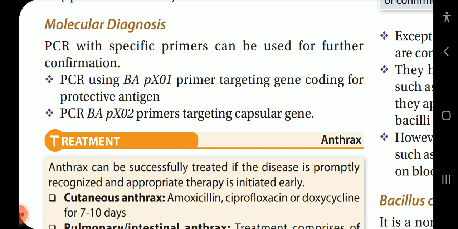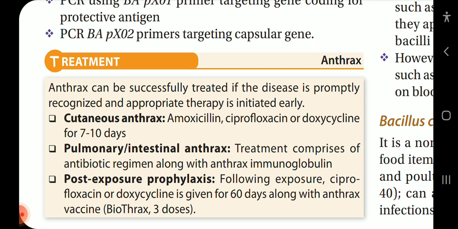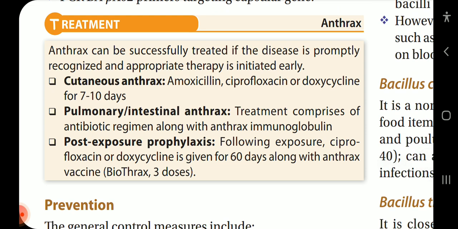PCR using BAPX01 primer targeting the gene coding for protective antigen. PCR using BAPX02 primer targeting the capsular gene. Anthrax treatment. Anthrax can be successfully treated if the disease is promptly recognized and appropriate therapy is initiated early.